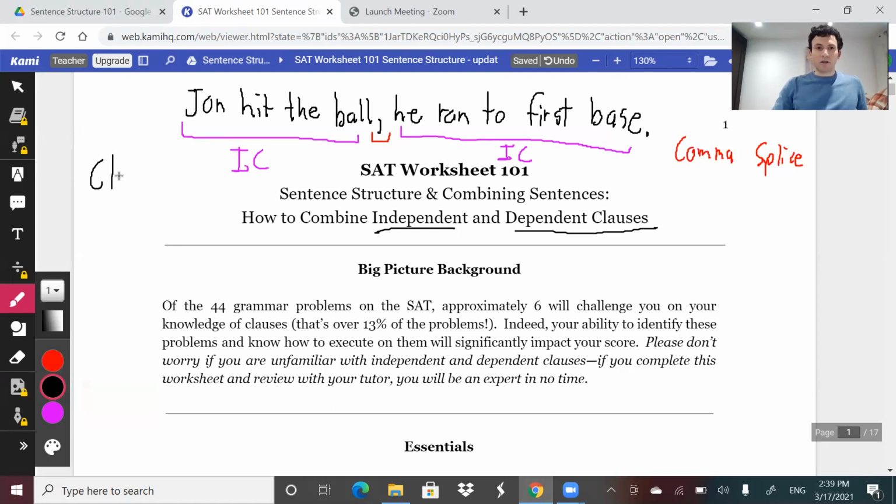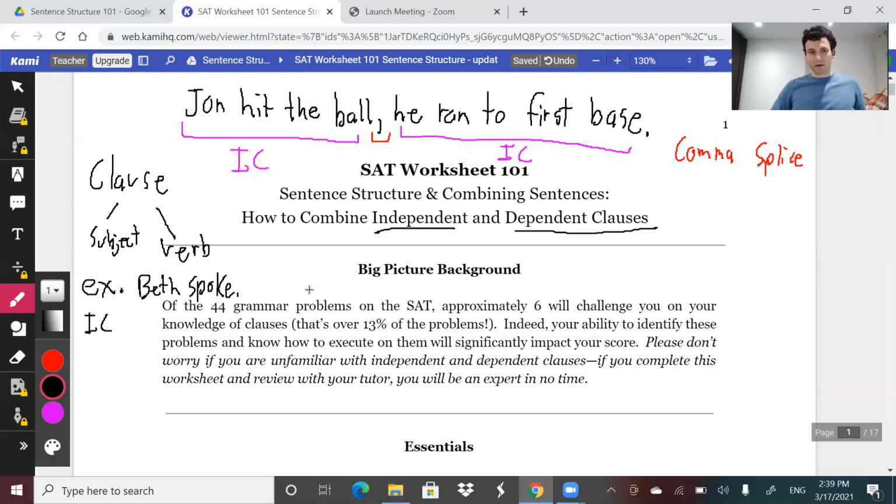So a clause is the essential DNA of any sentence. A clause has to have a subject and a verb. If it doesn't have a subject and a verb, it is not a clause. In order to be an independent clause, you need to have a subject, a verb, and you need to complete the idea. So an example of an IC or independent clause would be something as simple as Beth spoke. We have a subject, we have a verb, we've completed our idea.